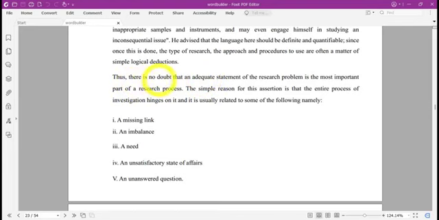Thus, there is no doubt that an adequate statement of the research problem is the most important part of a research process. Most important, yes. Because like we said, if you state wrongly, you will be going the wrong way, even without knowing you're going the wrong way. But when you state it right, you follow that right path, and then you get every other thing all right.